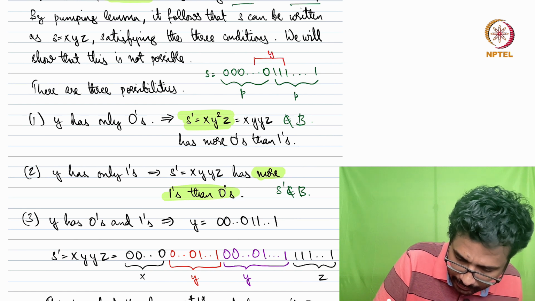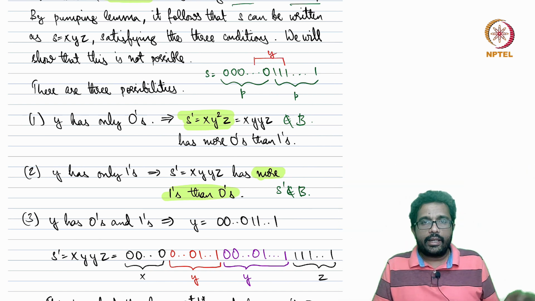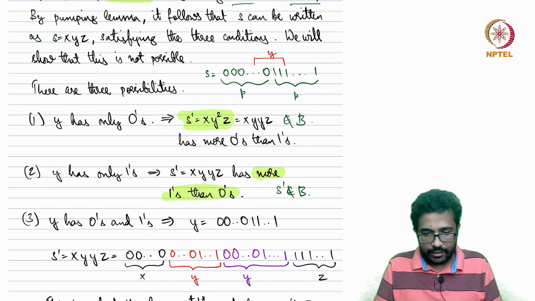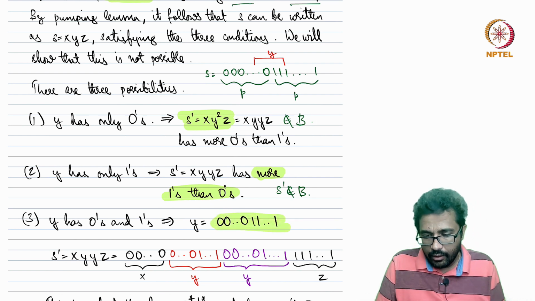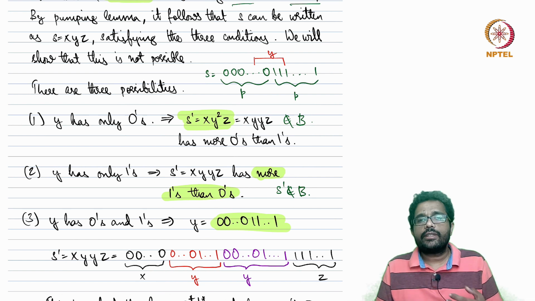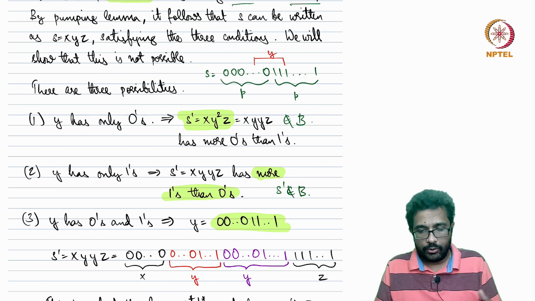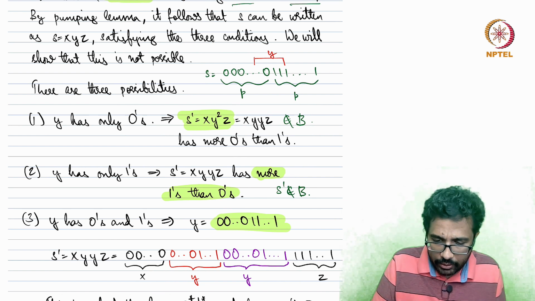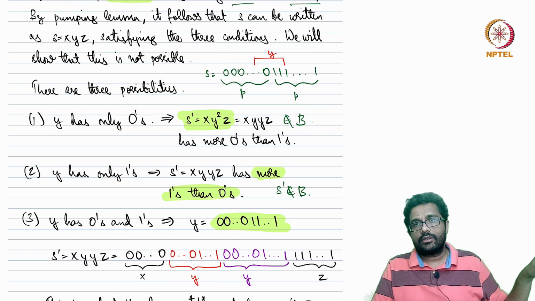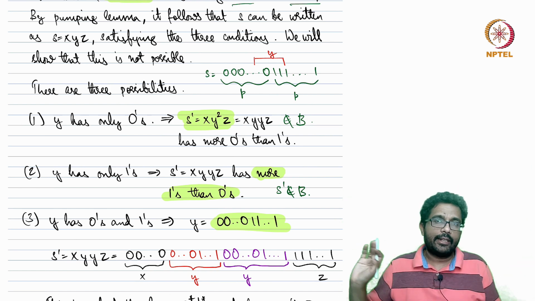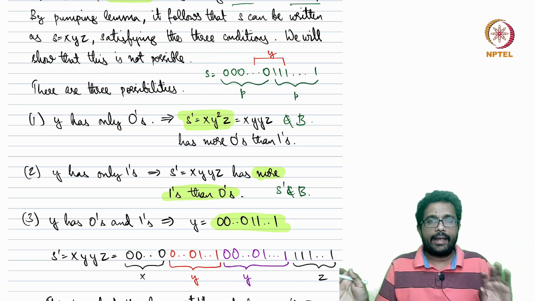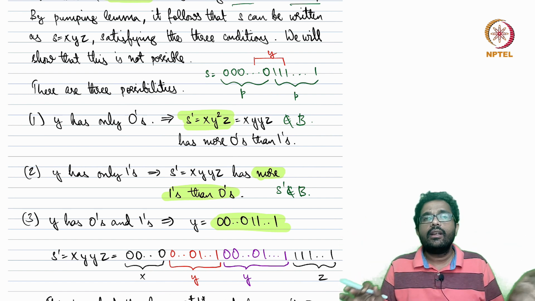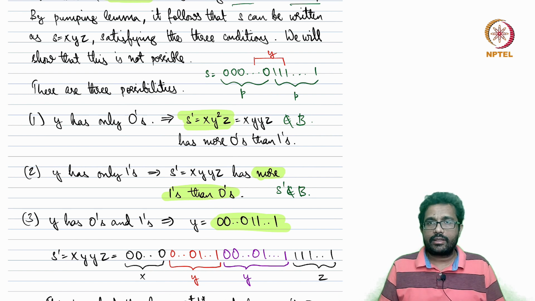So y comes something like this. So y is some zeros followed by some ones, right. So something like this that I have written here. So now consider S prime, which is again x, y, y, z. So if y is transcending the boundary, x has to be entirely zeros and z also has to be entirely ones, right. Y is crossing the boundary. So x has to be entirely zeros and z has to be entirely ones.